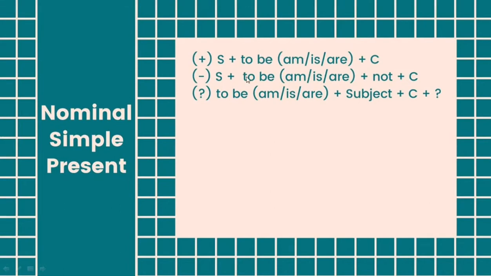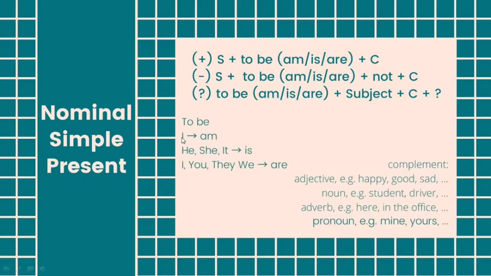There are used to be: is, am, are. Do you still remember? Now look at this. I, to be-nya am. He, she, it, to be is. You, we, they, to be-nya are. Okay, and then plus complement.